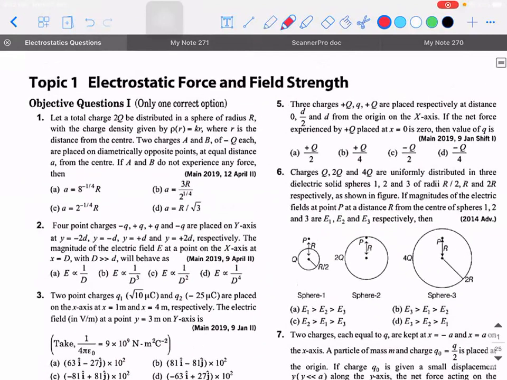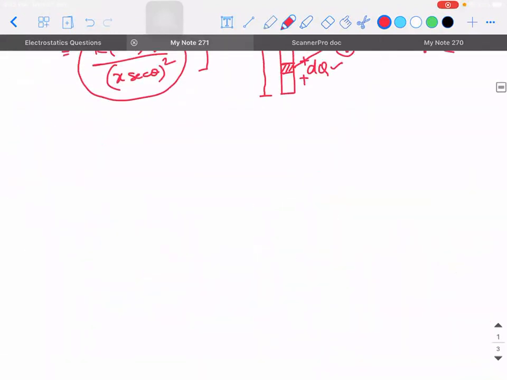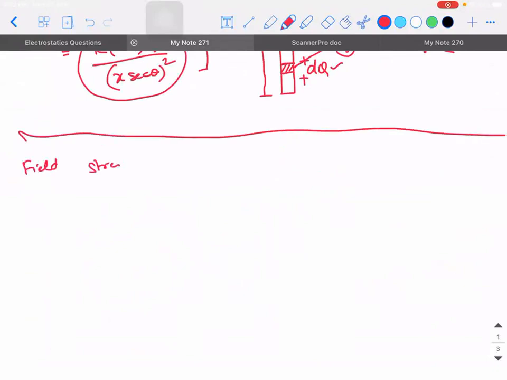Now listen. So the first concept, first topic that we are going to deal with, electrostatic force and field strength. Similarly, we have seen what is an electrostatic force. That is nothing but based on Coulomb's law. If I ask you what is the field strength, what will you say?